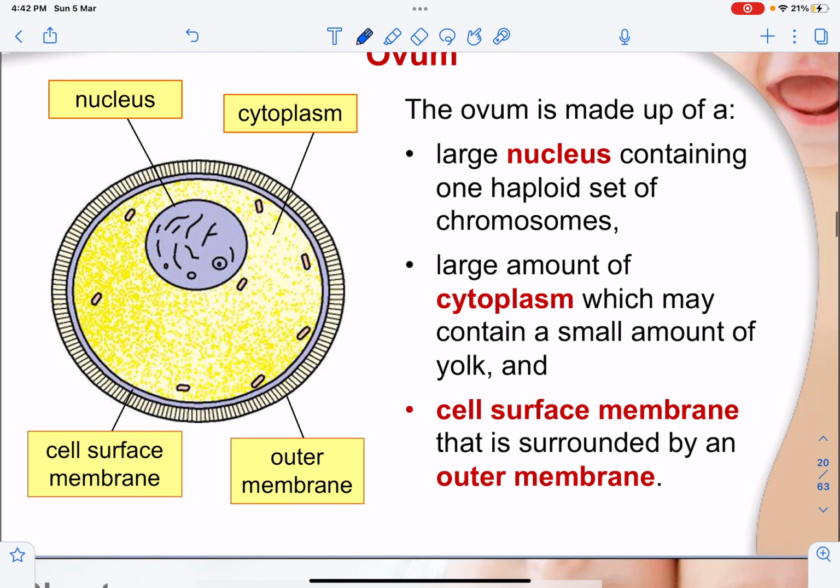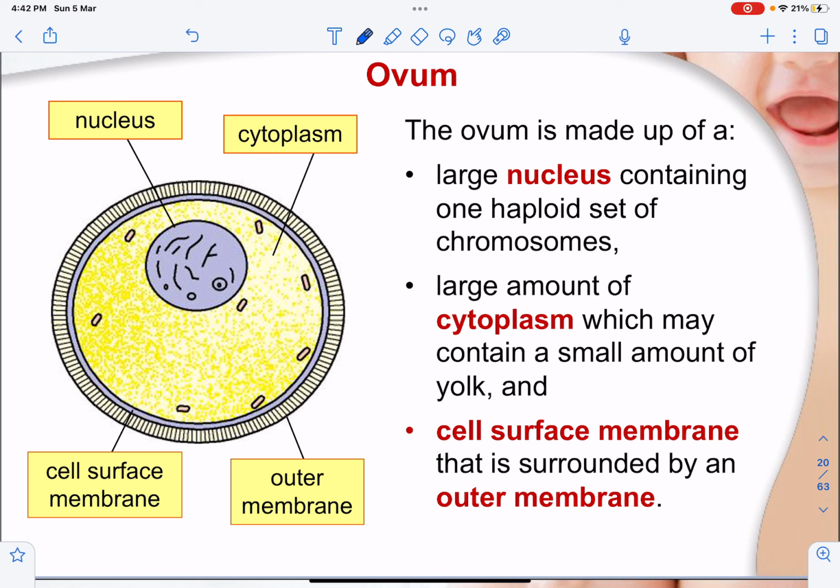Inside the ovum, it is mainly made up of a large nucleus that contains only a haploid set of chromosomes. Now, haploid here means half the number of chromosomes of a normal human body. For example, for human cells we have a total of 46 chromosomes. So a normal cell has 46 chromosomes, which means inside the nucleus of an ovum, you actually have 23 chromosomes.